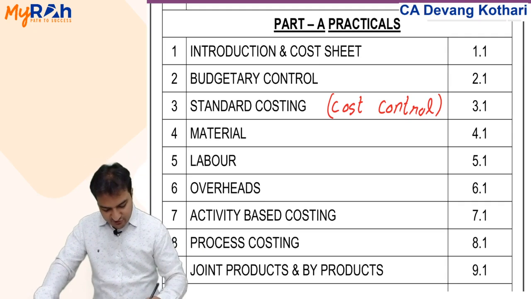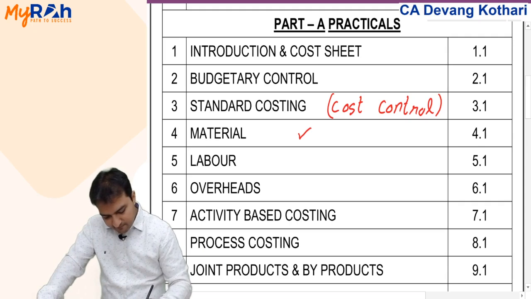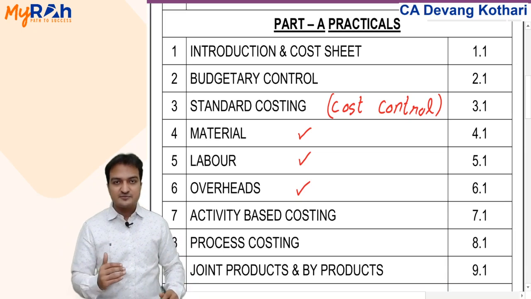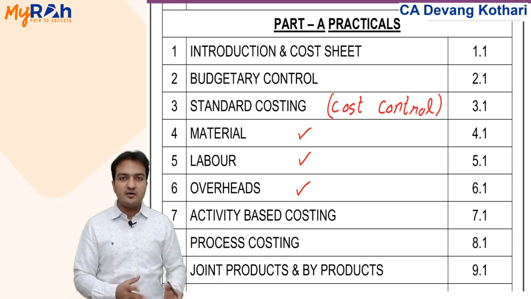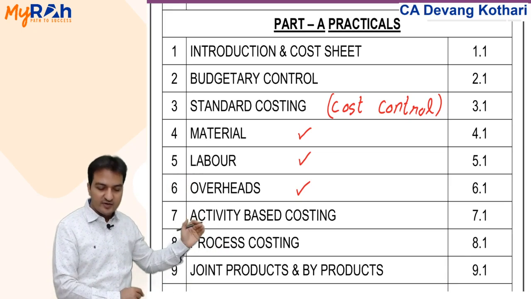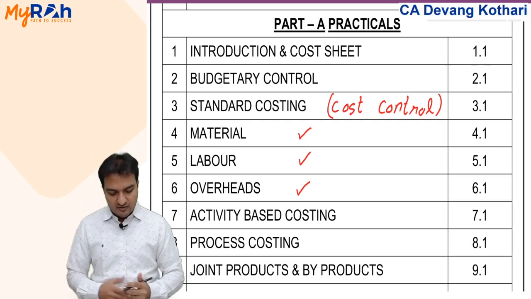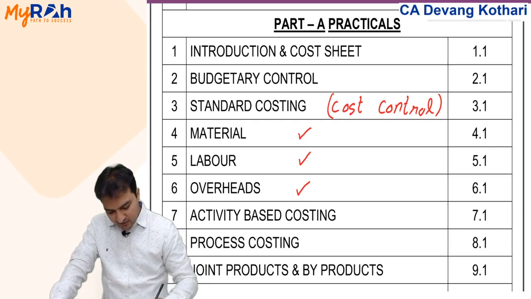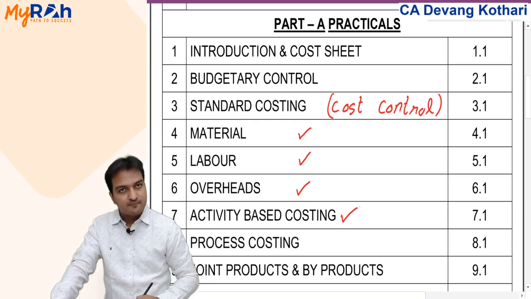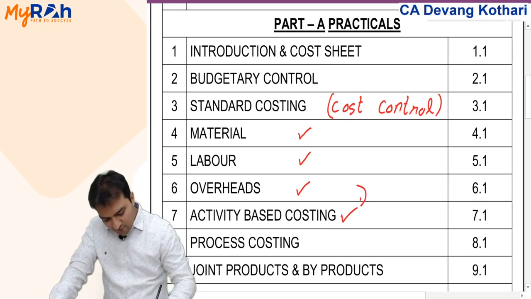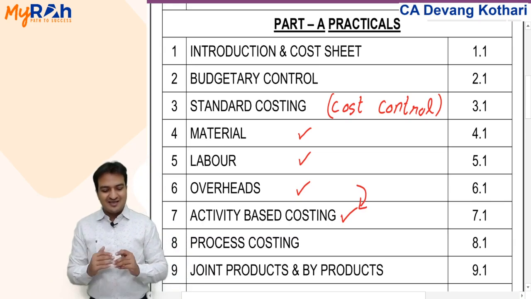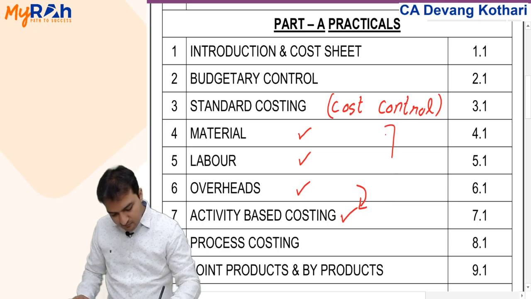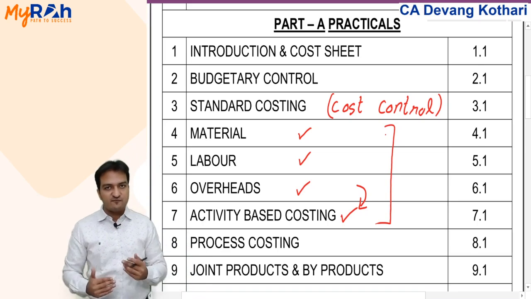Next, three: material, labor and overheads. These are the three main components of cost. We said that you calculate total cost, then divide by units, but that total cost will contain three main components: material, labor and overheads. What are these? We will learn just in today's session when we discuss cost sheet. But we have a separate chapter dedicated to each of them. And the seventh one, activity based costing, I would say is an extension of the overheads chapter itself. So these four chapters, I would say, become one bunch of chapters together.